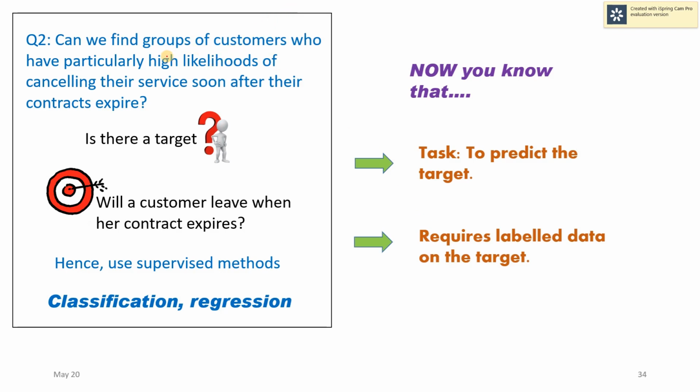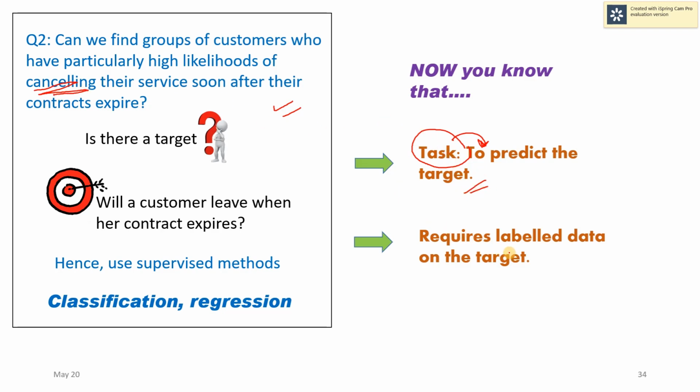Next is how can we find group of customer who have likelihood of cancelling their service soon after. Okay, this is the same one, right? Yeah. This is the same. Okay. So now that you know, okay, sebenarnya dia adalah example yang sebelum tu. Okay, now that you know our task of data analytics, sebenarnya task kita adalah to predict the target. For example, kita ada this kind of question, kita nak tengok on cancel ataupun not cancel. So our task is to predict the target.